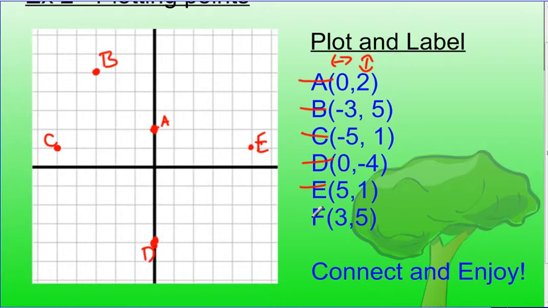And lastly, F, (3, 5). So sideways to 3: 1, 2, 3, up and down to 5: 1, 2, 3, 4, 5.